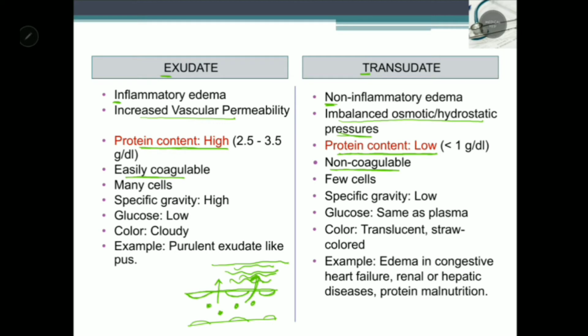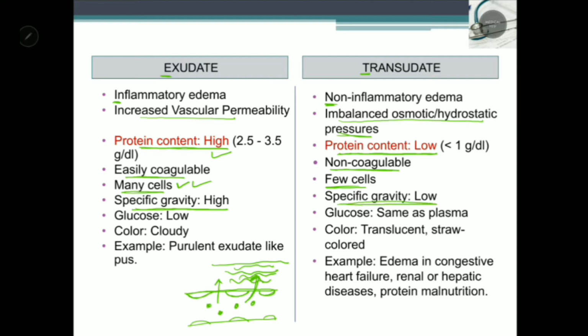Similarly, due to the gaps present, many of the cells will find a way out. Hence, the exudate will have many cells in it. While in case of non-inflammatory edema, there are no gaps, so not many cells move out, and hence the transudate has a few cells. Now, obviously, since the exudate has so many things in it, the specific gravity of exudate is high, while transudate as compared to exudate will not have as many things in it, which is why its specific gravity is low.